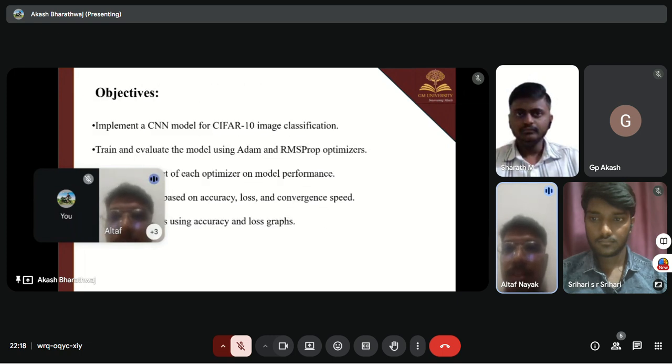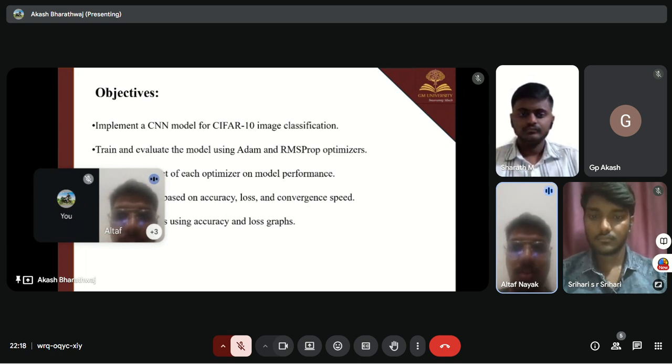The main objective of the project is implementing a CNN model for CIFAR-10 image classification. Here we will train and evaluate the model using the Adam and RMSProp optimizers. It will help in analyzing the effect of each optimizer on the model performance, and it will compare the results based on accuracy, loss, and convergence speed. Visualization of the findings using accuracy and loss graphs.